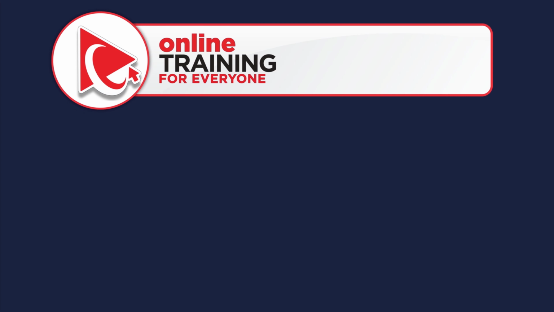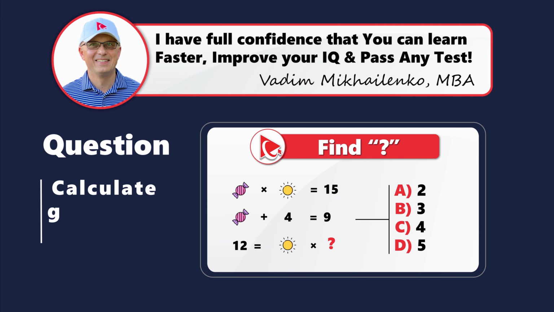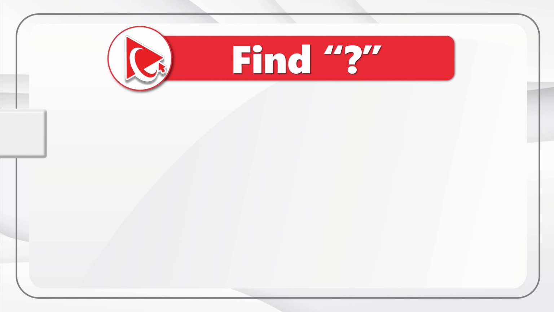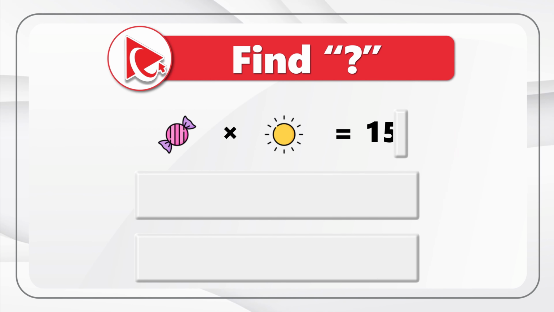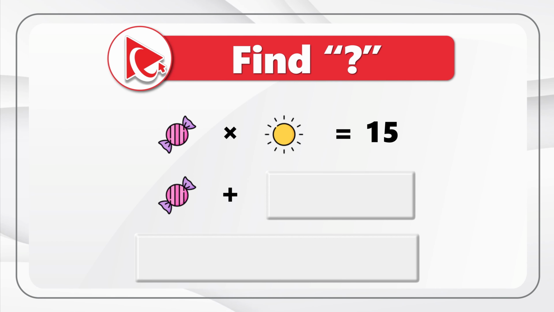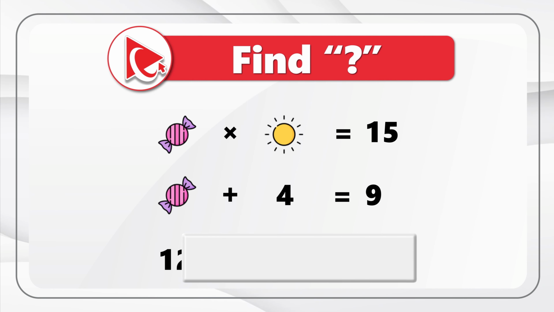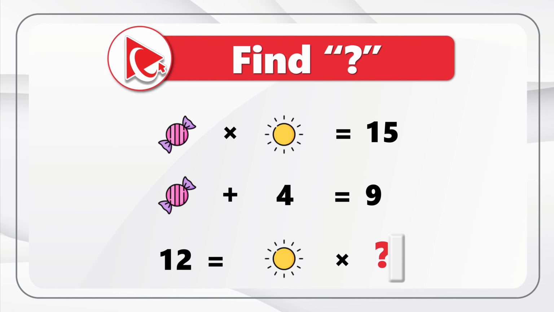I love this question because it is used very frequently to test your analytical skills and business math skills. You're presented with 3 expressions. The first expression is candy multiplied by sun equals 15. Second expression is candy plus 4 equals 9. And third and last expression is 12 equals sun multiplied by question mark.